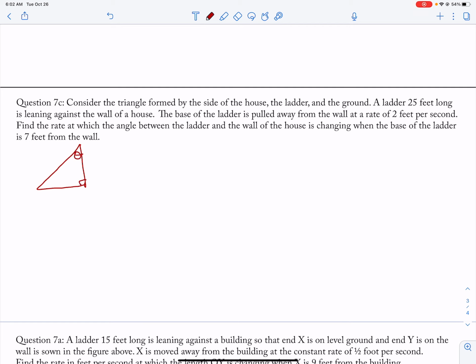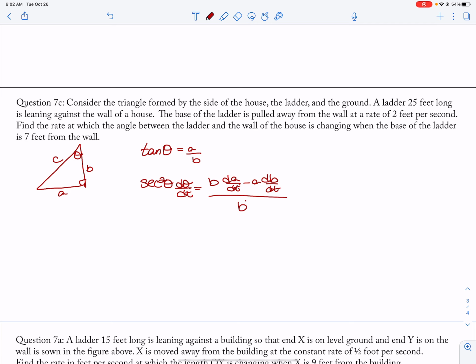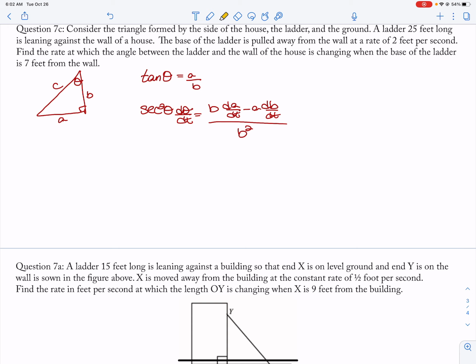So the angle between the ladder and the wall, that top angle, sorry. We're going to use tangent of theta. All the physicists in the world use tangent of theta, so tangent of theta is equal to opposite over adjacent. Again, step 1, find an equation. Step 2, take the derivative. Step 2 is not plugging stuff in, so don't start plugging stuff in. So secant squared theta d theta dt is equal to b times dA dt minus a times dB dt all over b squared. And what you're solving for is d theta dt.